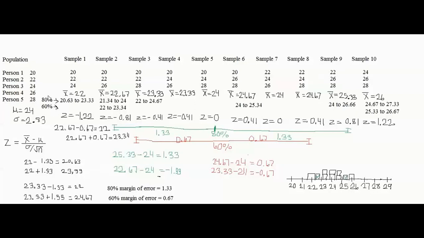So if we had created 90% confidence intervals, those would have been even wider than the 80% confidence intervals. The reason why they would have been wider is because the margin of error would have been even larger. We would have been adding and subtracting the 90% margin of error, which would be an even bigger number than 1.33. So as the percentage goes up, the margin of error gets larger and the confidence interval gets wider because you're adding and subtracting a larger margin of error.